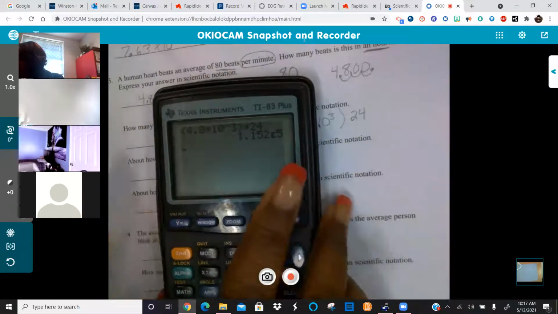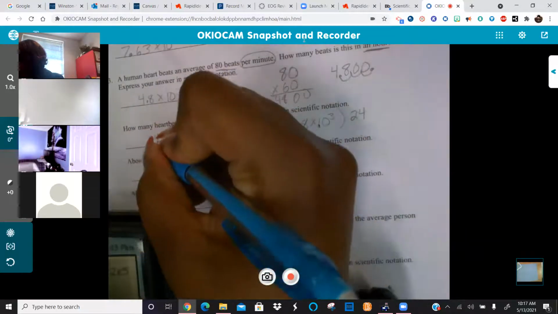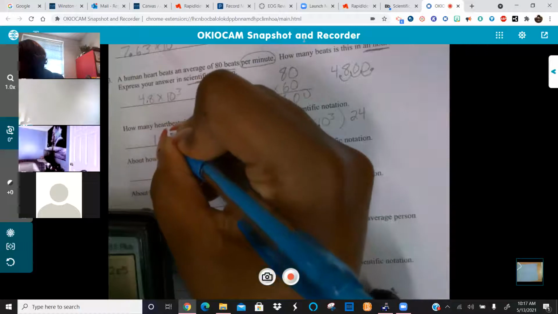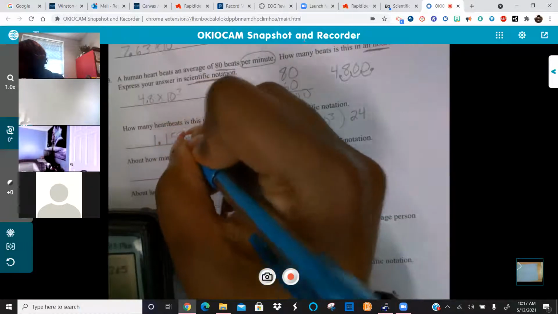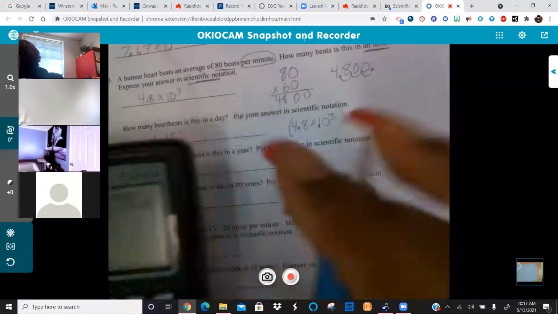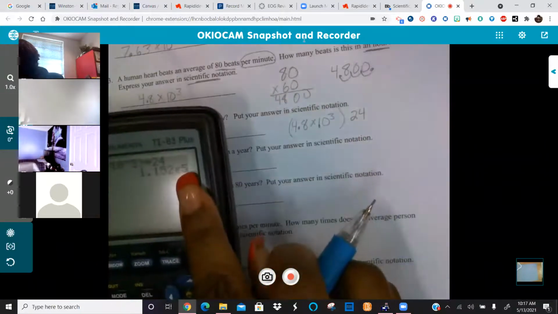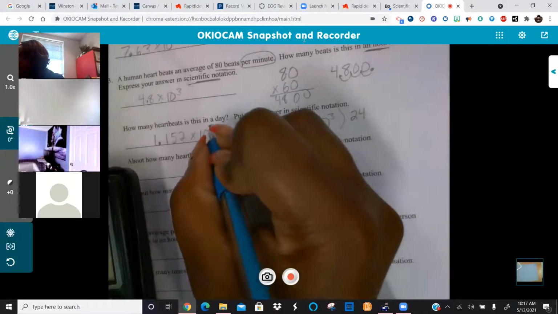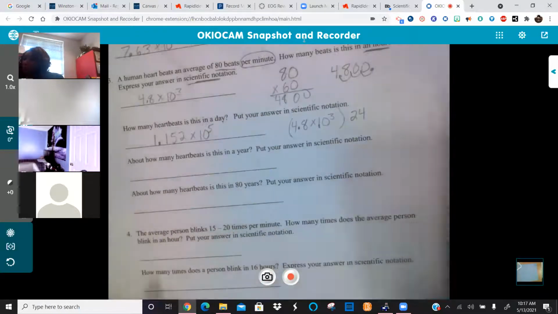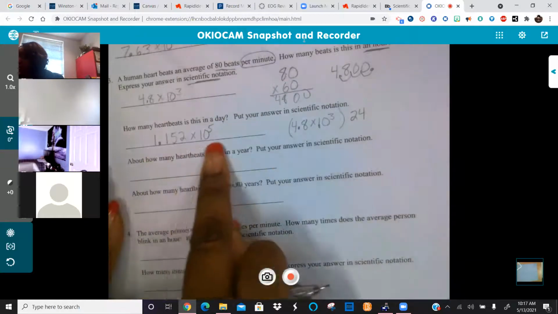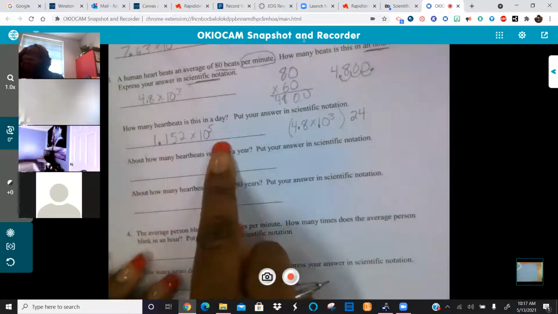So we have 1.152. The E in the calculator is times 10. And the number behind the E is 5. So that's to the positive fifth power. So this is how much it would be in one day.